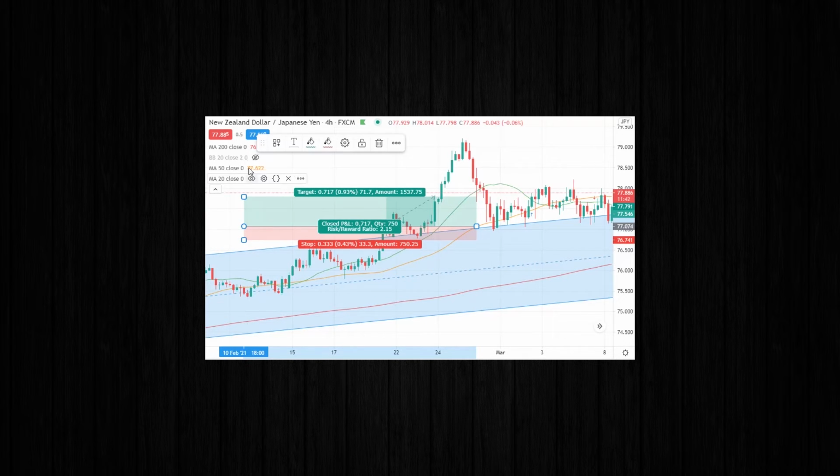So I give it a little bit of space, especially on New Zealand pairs, because the spreads can get pretty wide at market close. And we're going to want our TP1 at 1 times the risk to reward. You can see it right here on TradingView, risk to reward ratio. So if I just drag that down, we get a 1-to-1 risk to reward ratio right about there. That's 77.41. So that would be our TP1.